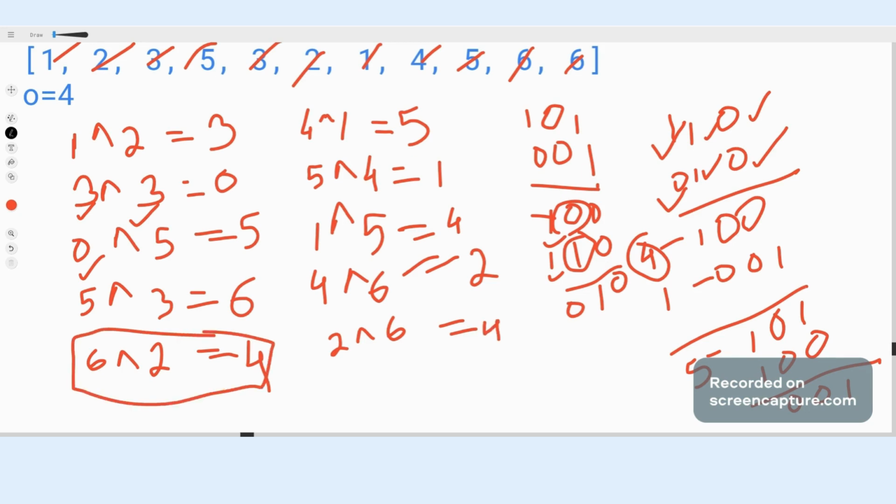Now we have got our answer. See, the output is same. So this is the answer. We will return 4 at the end.